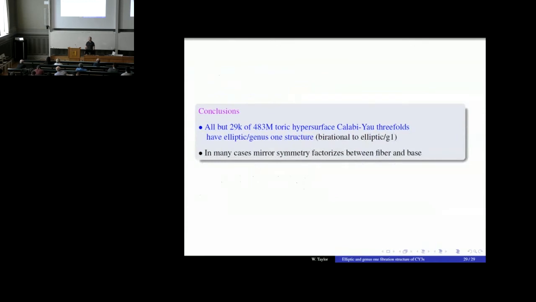Okay, I think I've gotten to the end of what I wanted to say, so let me just conclude very briefly. First of all, we have a very clear explicit analysis of all of the 483 toric hypersurface Calabi Yau threefolds, and it looks like all but 29,000 of those have elliptic or genus 1 structure, meaning that in some birational equivalence class they're elliptic or genus 1, and in many cases mirror symmetry factorizes in a nice way between the fiber and the base. So I'll stop there.